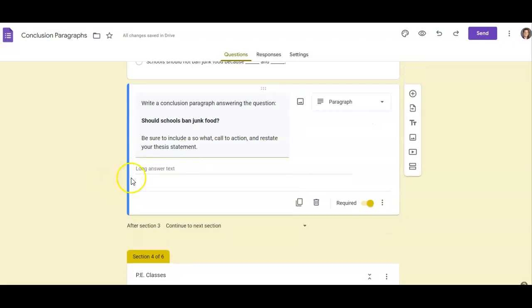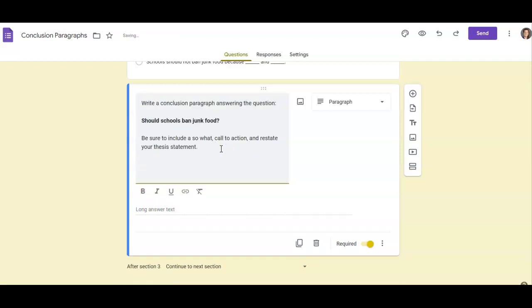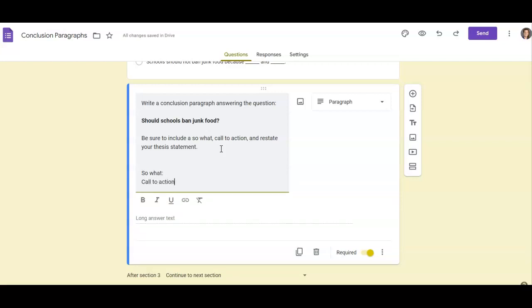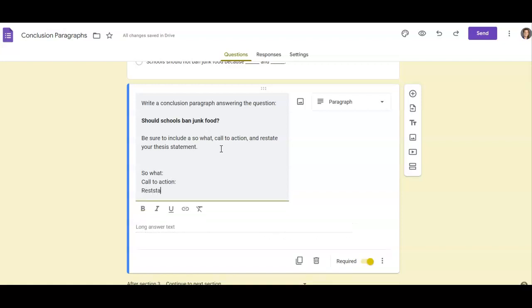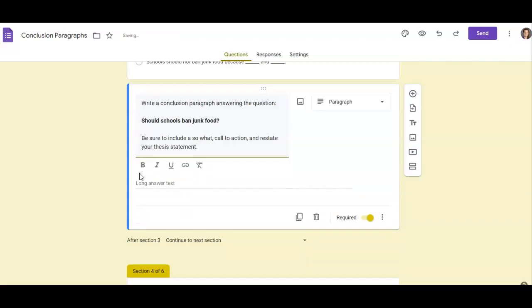Okay, so you'll type out again, just like last time, if you want to type out the so what, the call to action, and restate thesis, you can. Yours will look a little different. Okay, so what? Why should people care about junk food in schools? As a student, why should you care? As a teacher, why should you care? As a parent, why should you care? Okay, so think about maybe who the audience is that you're targeting and why should they care. Call to action, what can they do? Restate thesis, what was your answer and what was your reason why?